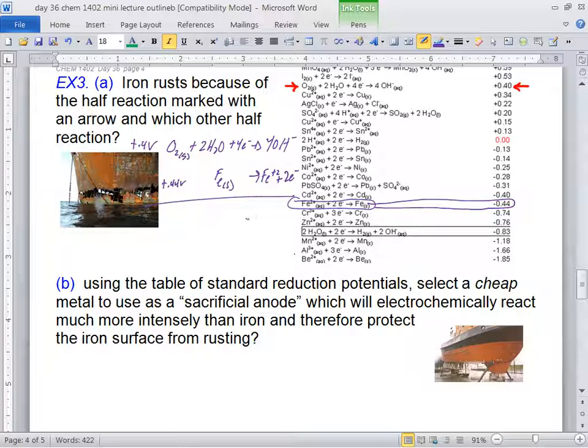All right? So then you can get the overall reaction for rust. You have to multiply the bottom one through by what? 2. Yeah, and then the 4 electrons would cancel. Okay, so the point is, using the table of standard reduction potentials, select a cheap metal to use as a sacrificial anode, which will electrochemically react much more intensely, more spontaneously, more aggressively, whatever word you'd like to use, than iron, Fe solid, and therefore protect the iron surface from rusting.